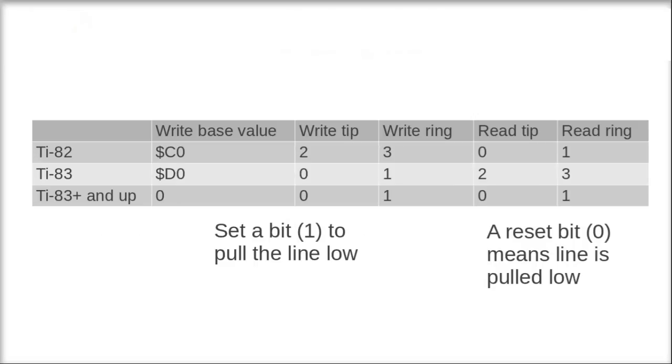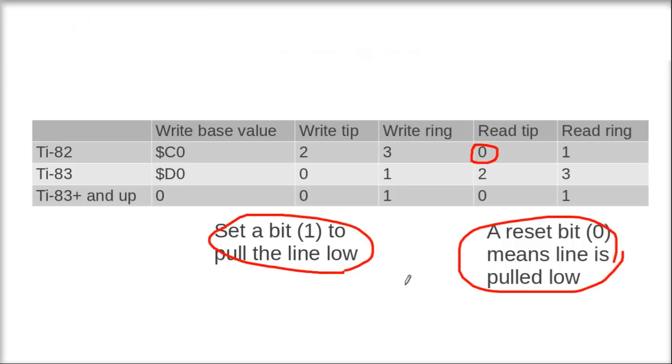Now, you're probably interested in which bits to set, which values to write. That's what this table tells you. If you want to read, let's start with reading. That's the easiest. If you want to read the tip, for example, in a Texas Instruments 82 calculator, you read bit 0. I see I've been telling you the wrong way around, sorry. A reset bit means that the line is being pulled low, a set bit means it's high. But on the writing part, it's exactly the other way around.